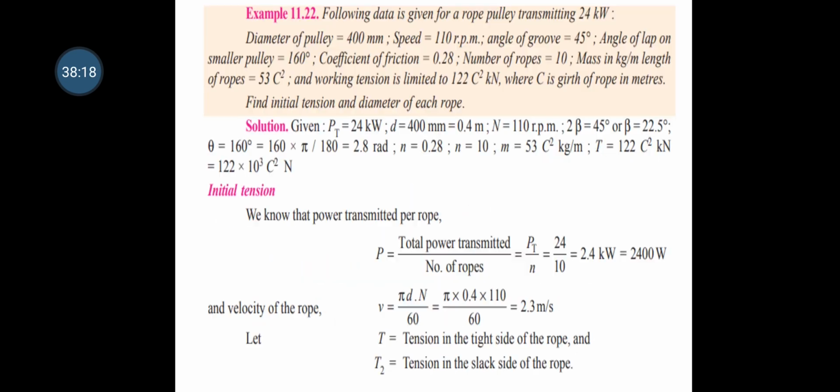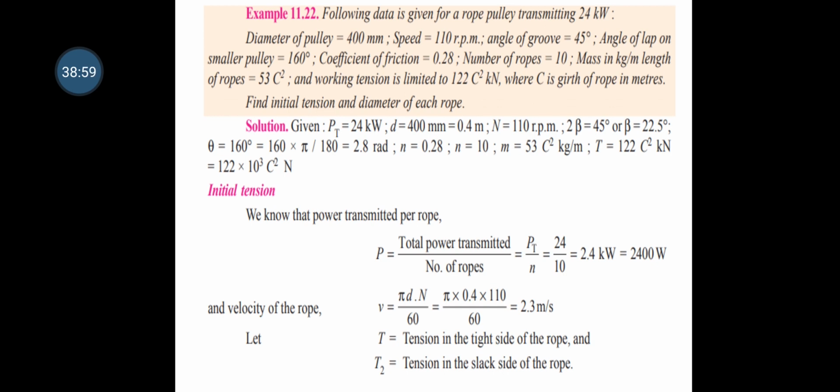The following data is given for a rope pulley transmitting 24 kilowatt. The diameter of the pulley is equal to 400 mm, speed 110 rpm, angle of groove 45 degree, angle of lap on the smaller pulley 160 degree, coefficient of friction 0.28, number of ropes 10, mass in kilogram per meter length of the rope is 53 c square, and the working tension is limited to 122 c square kilonewton, where c is the girth of rope in meter. Find the initial tension and diameter of each rope.